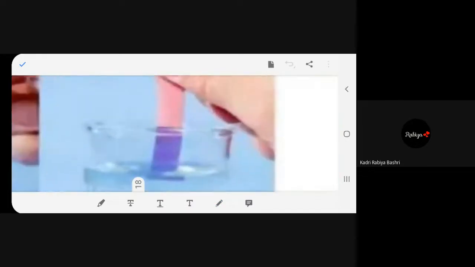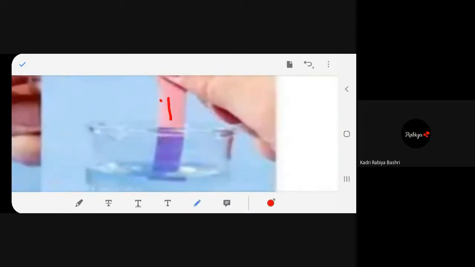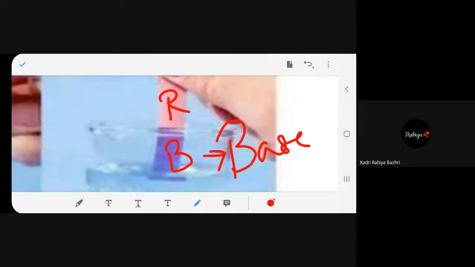Now let's come back to the second one. This is a red paper. It became blue, showing that it is base. So it is BB. That means blue base. Is this clear?